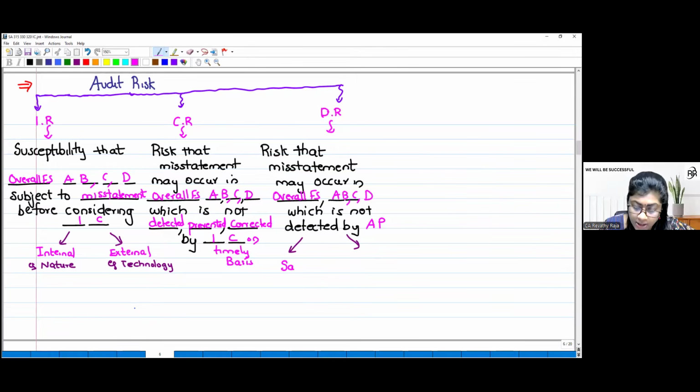It can be sampling risk. You selected an inappropriate sample and the opinion goes wrong. Or it can be non-sampling risk, other than the sample, the procedure is erroneous. Sampling risk, non-sampling risk. Which one came to your mind?